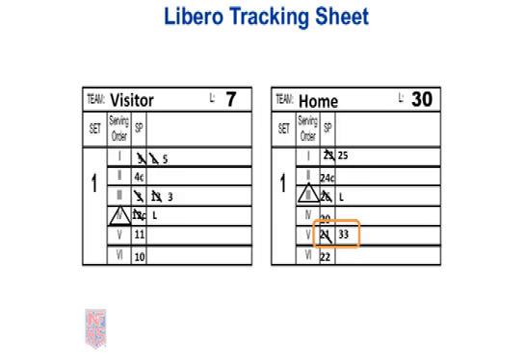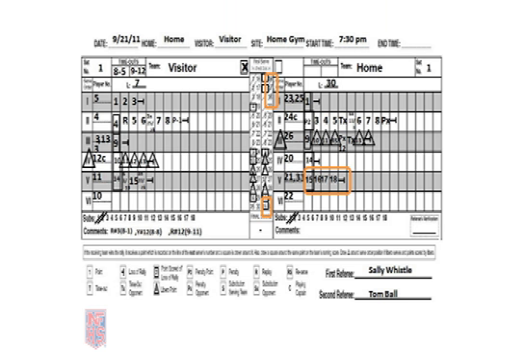On the next Libero tracking sheet, home 21 is slashed and 33 placed beside the slash number. Next serve results in a loss of rally. Loss of rally point 15 is awarded to home. We record the rally point. Home 33 serves points 16, 17, 18. Points are recorded in the running score column and boxes.